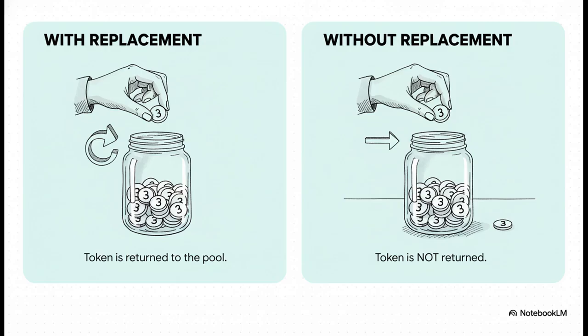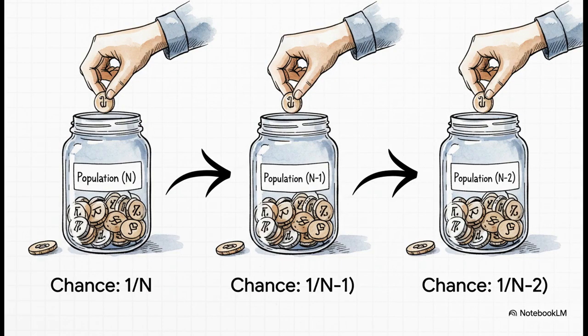But for simple random sampling, the gold standard is without replacement. Once your name is drawn from the hat, it stays out. This just ensures that every person in your final sample is a unique individual. And this makes total sense, right? It means the odds change slightly with every pick.